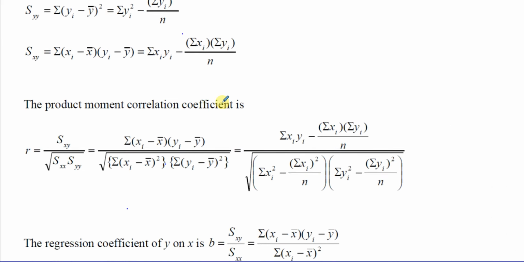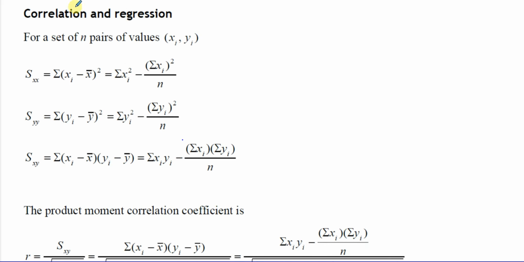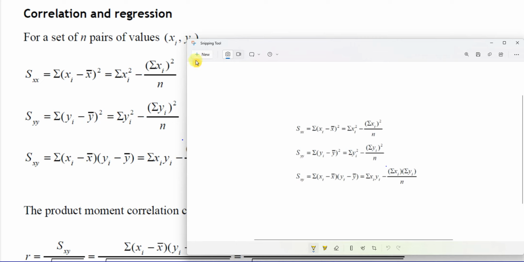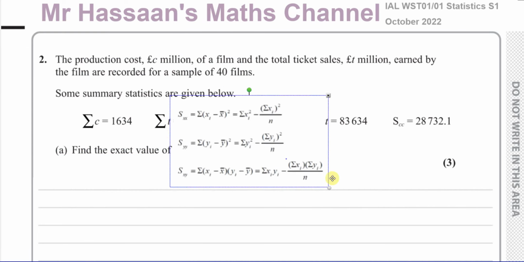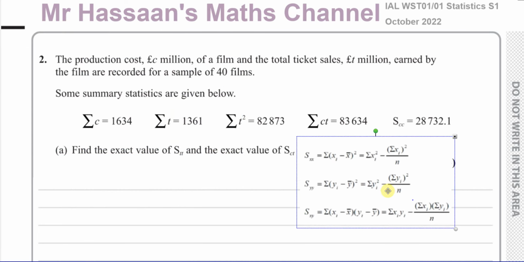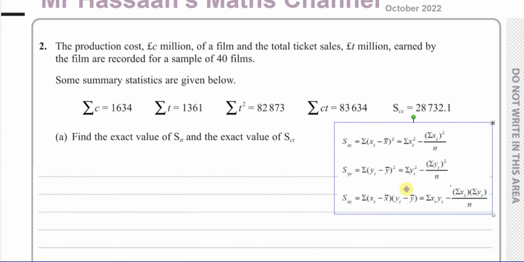If we go to the formula book, you can see here we have the part on correlation and regression, and what we're interested in is this part over here: SX, SY, SXY. I'm going to copy them and use them over here. Let me make that a bit smaller. That's what we're going to use to answer this question.